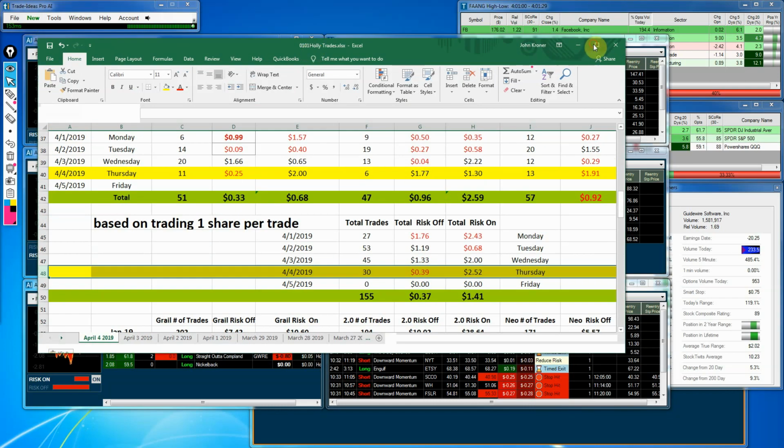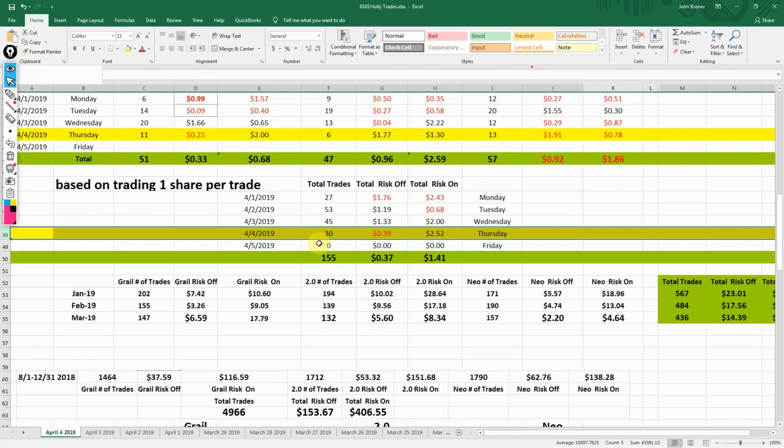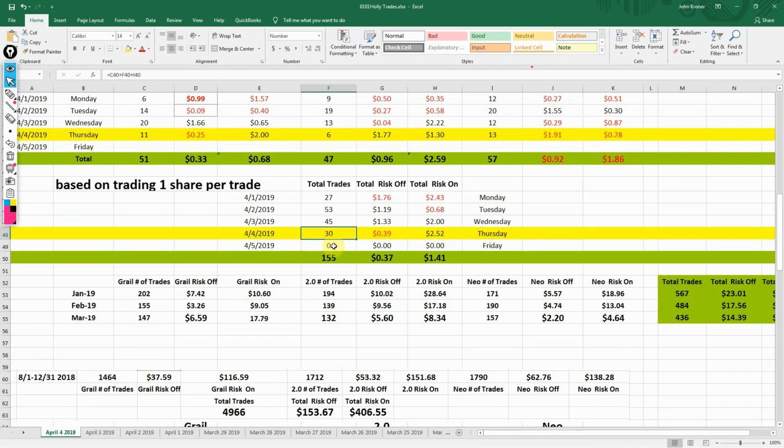Let's bring our Excel spreadsheet in here and take a look at some totals, see how that works out. And we had 30 trades for today, lost 39 cents, but on the risk on mode, made $2.52. For the week, we're sitting at 155 trades, 37 cents profit. $1.41 is the risk on profit. So we finally have both numbers in the black again for Holly.